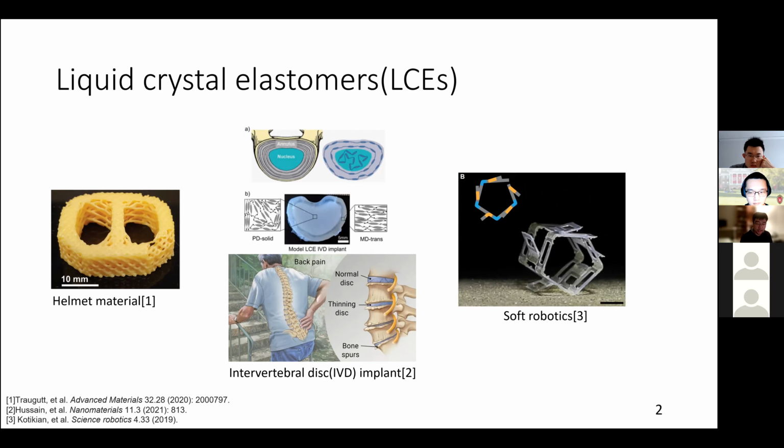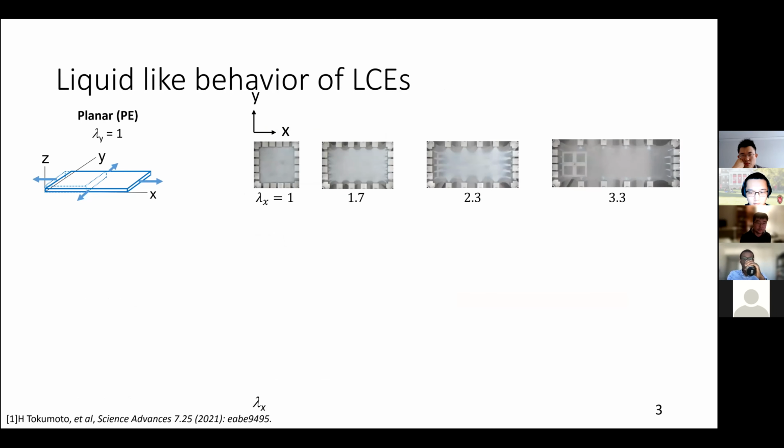People have also been exploring it to replace some parts of the human body. Here is an example where it is replacing the intervertebral disc implant, which is a part between the joints of our spines. And because of its actuation behaviors, it can be used for soft robotics. Here is an example showing a rolling machine that can be actuated by heat. So liquid crystal elastomer has a lot of fascinating properties. And our story today will start from an experiment done by our collaborators at Kyoto.